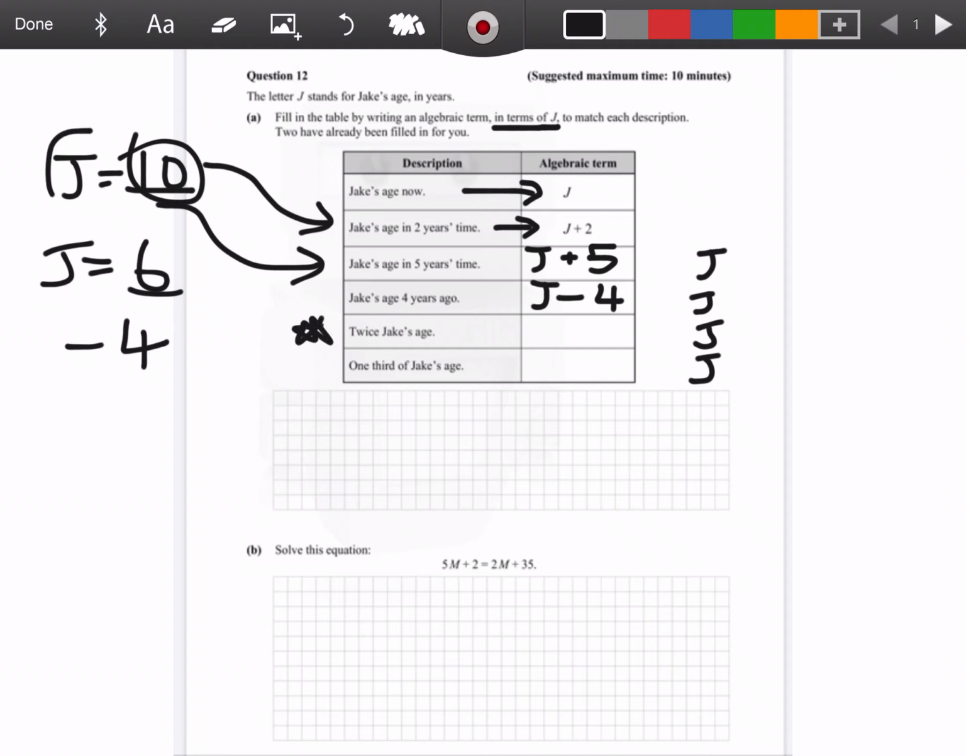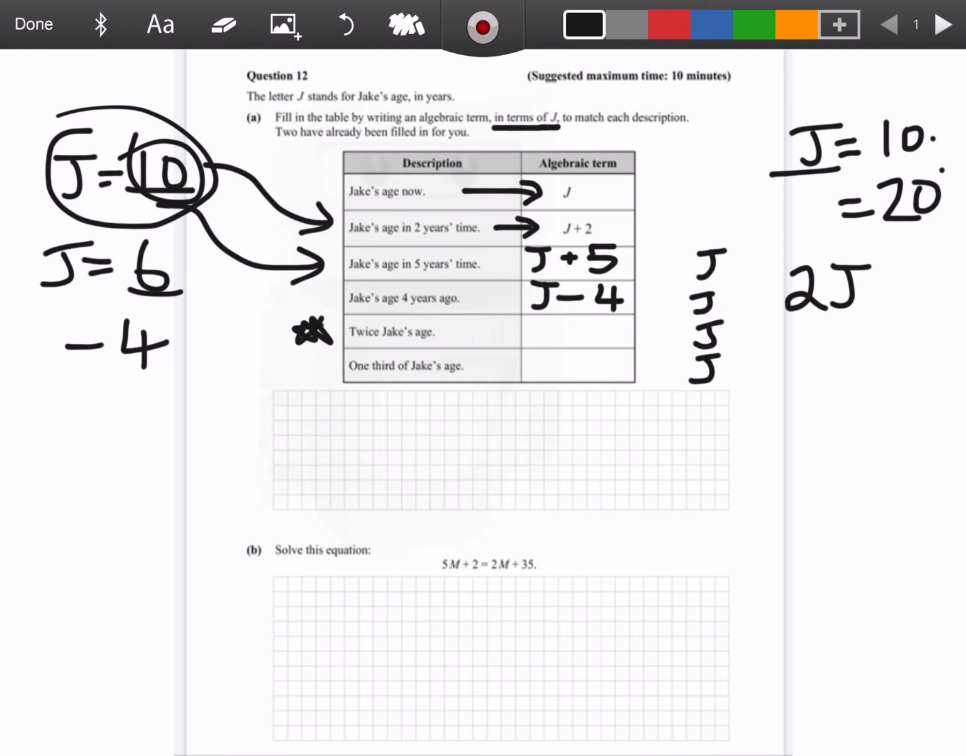The next one then, twice Jake's age. As I said, think about what's happening here. Imagine J was 10, as we said. If J is 10, twice his age would be 20. So what have I done from 10 to get to 20? I've multiplied it by 2. So when I'm multiplying a letter, I do 2 times J. So I can write that in there, 2J. Nice and simple.